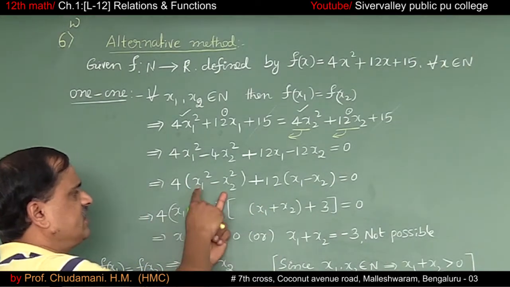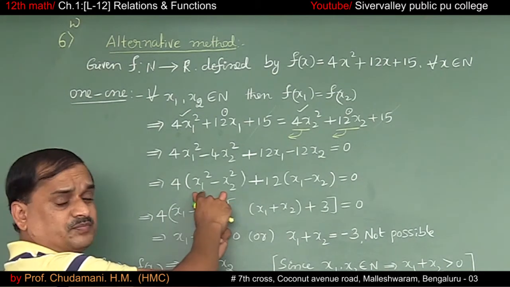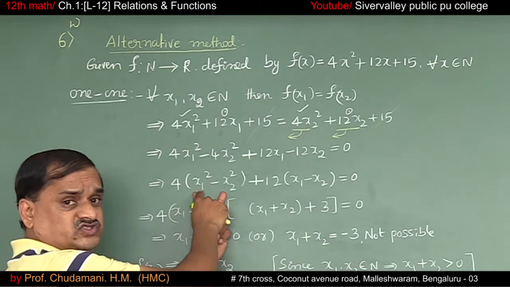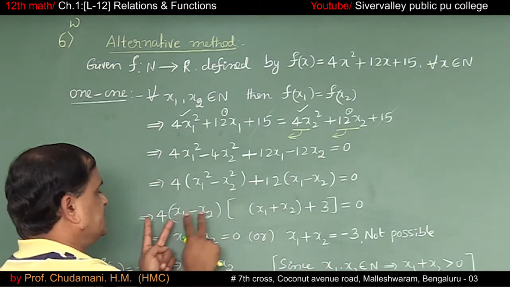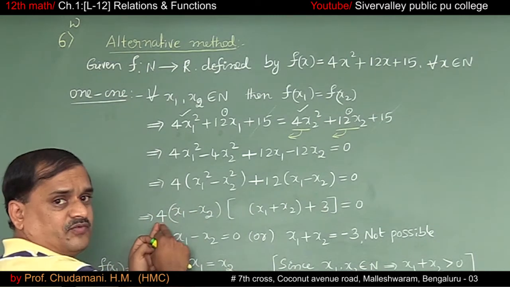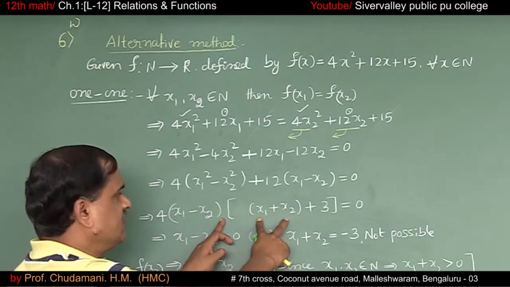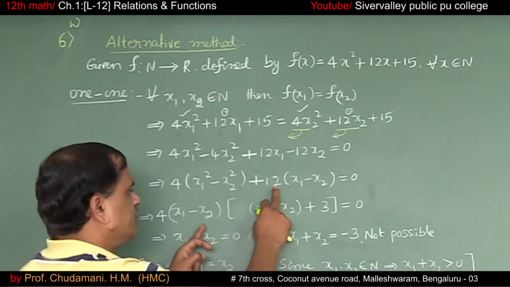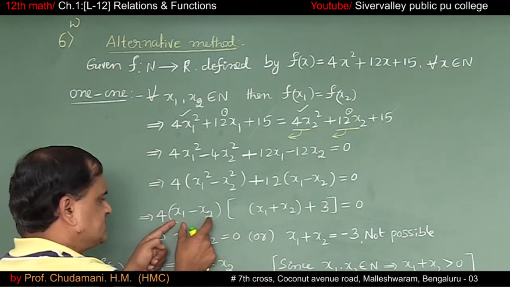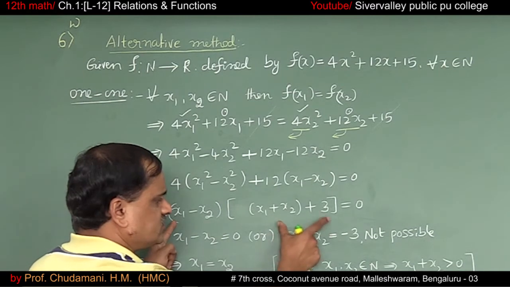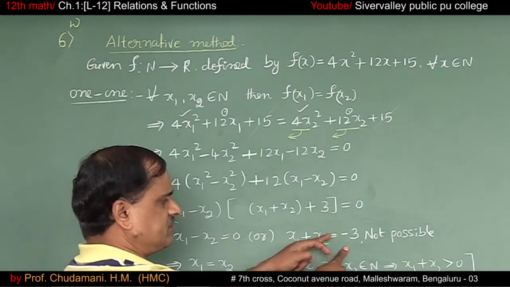See, this can be written using a square minus b square as (x1 plus x2) into (x1 minus x2). Here also we have x1 minus x2. I just take 4 also common. 4 times x1 minus x2 common, and here we are left with x1 plus x2 plus 3, from 12. This means 4 cannot be 0, so x1 minus x2 equals 0 or this is equal to 0. This equals 0 means x1 plus x2 becomes minus 3.